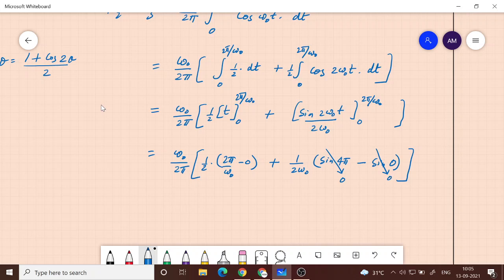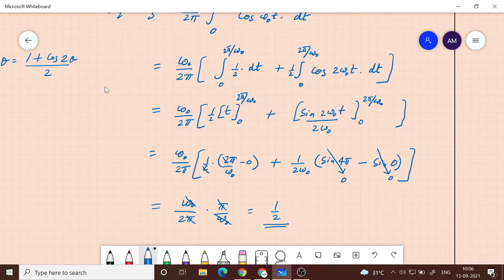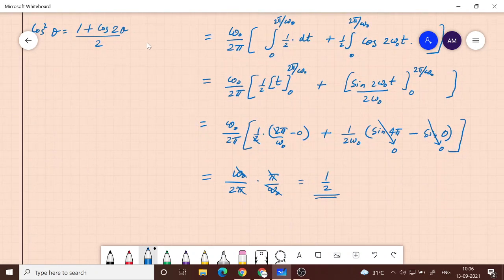So they don't contribute. Only the contribution is coming from here. Here the 2 will cancel, omega will cancel, pi will cancel. Let me write one more step: 2 pi into pi by omega 0. All right, so this is the power present in the signal.